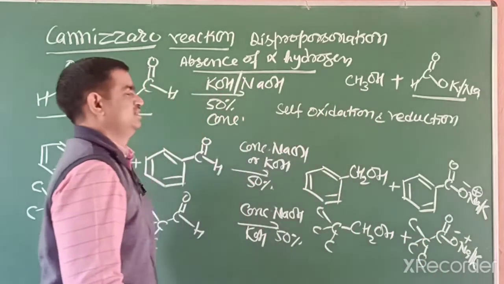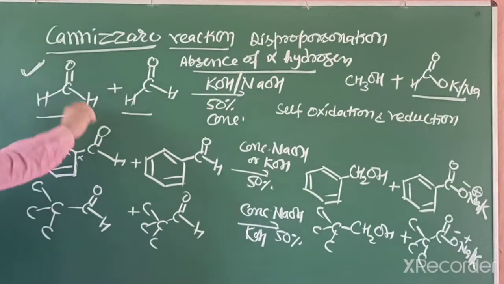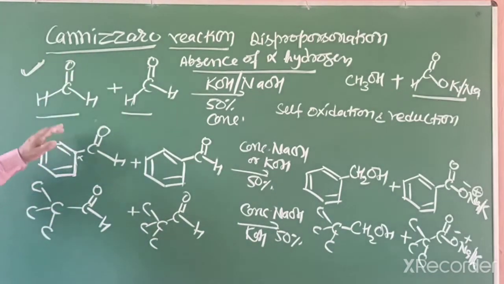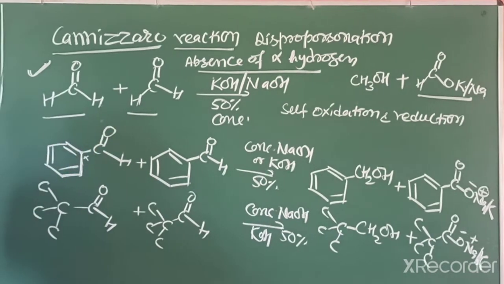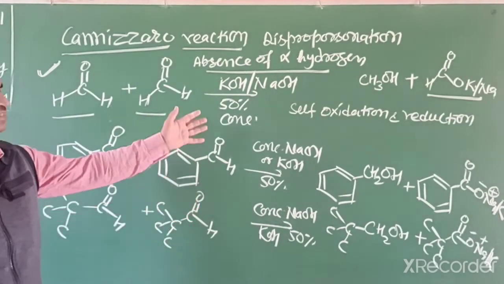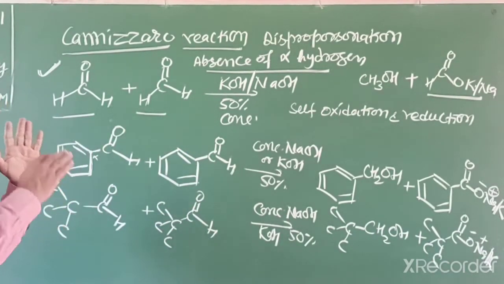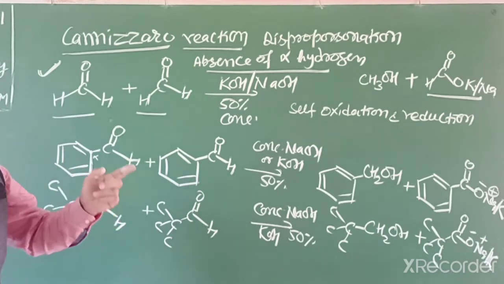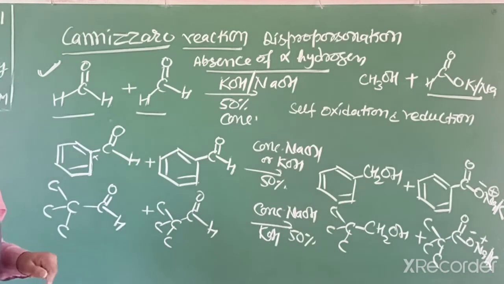In this way, this reaction is also very important, and you can get 1 mark in this reaction, and this reaction we can sometimes use in conversions also, when we need an aldehyde converted into an alcohol or carboxylic acid salt, and the medium is concentrated base. If alpha hydrogen is present and the medium is base, then that reaction converts into an aldol reaction or cross aldol, depending on the reagent. So this is a very important reaction.